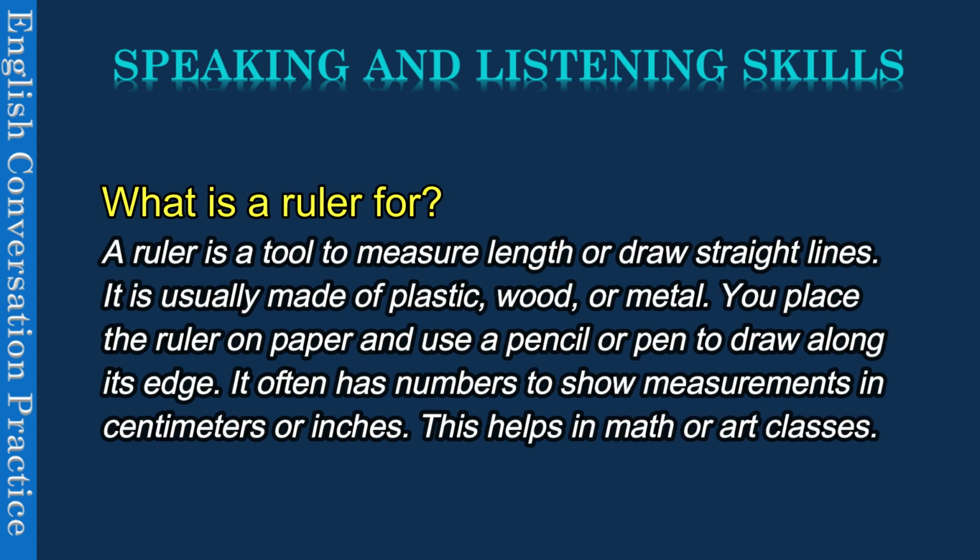What is a ruler for? A ruler is a tool to measure length or draw straight lines. It is usually made of plastic, wood, or metal. You place the ruler on paper and use a pencil or pen to draw along its edge. It often has numbers to show measurements in centimeters or inches.